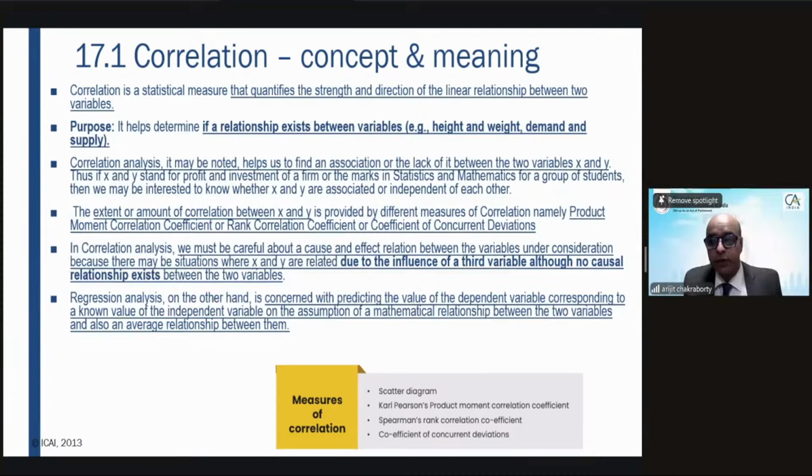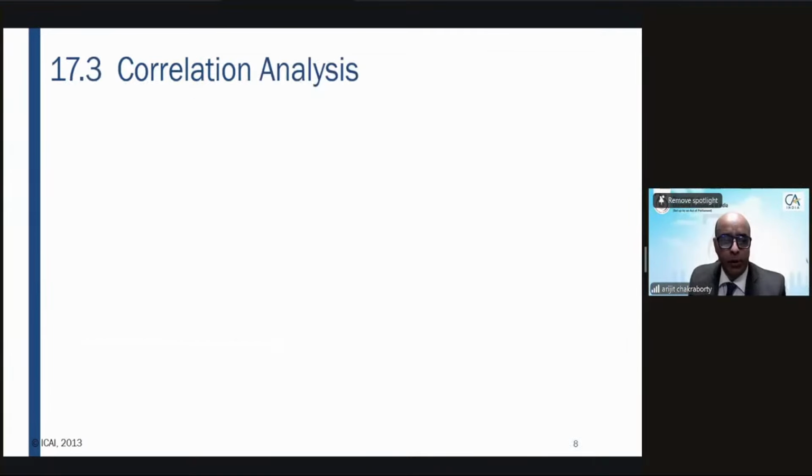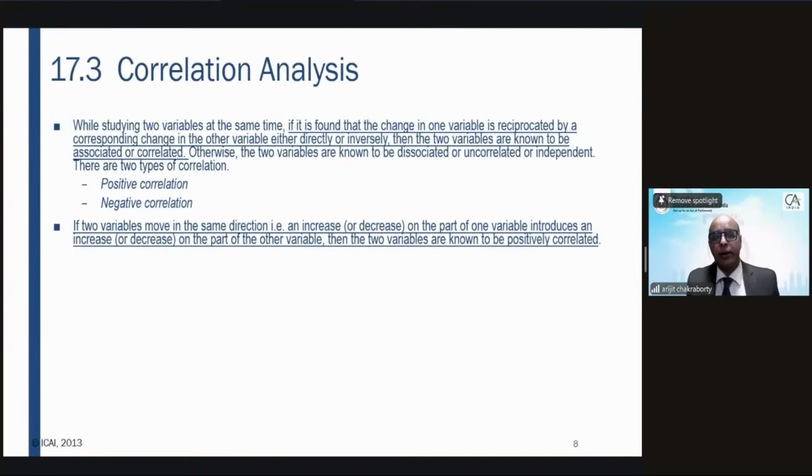And lastly, we have Spearman's rank correlation coefficient, which is a very simple formula. And as Ravi sir was saying, this is a very scoring chapter, because here you only have to remember 2 to 3 formulas. Coefficient of concurrent deviation is a more simple, very small, short and sweet formula. So in correlation analysis, we have seen that ultimately correlation tries to find out whether there is a relation between two variables, that is, we are talking about bivariate distribution.